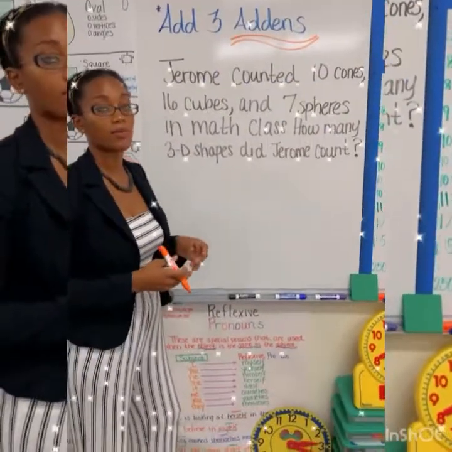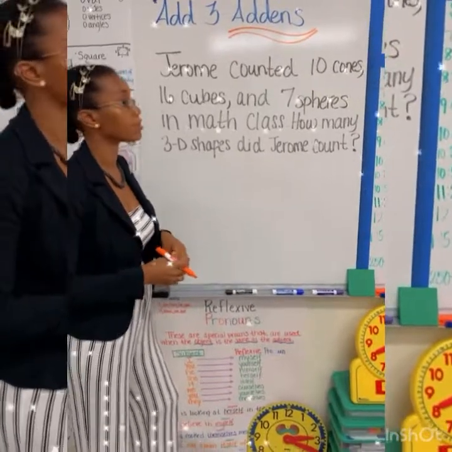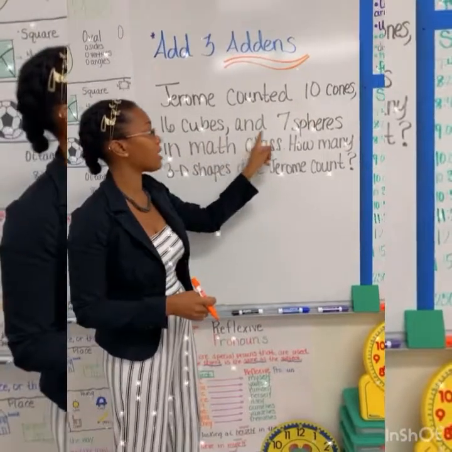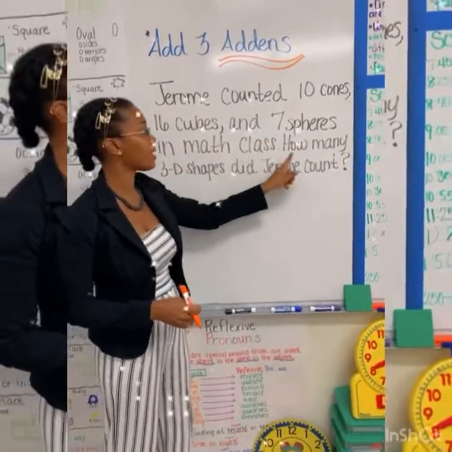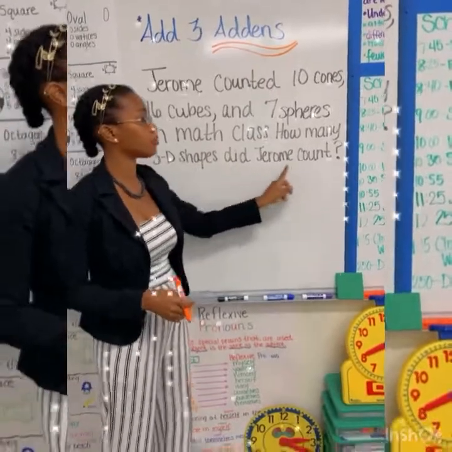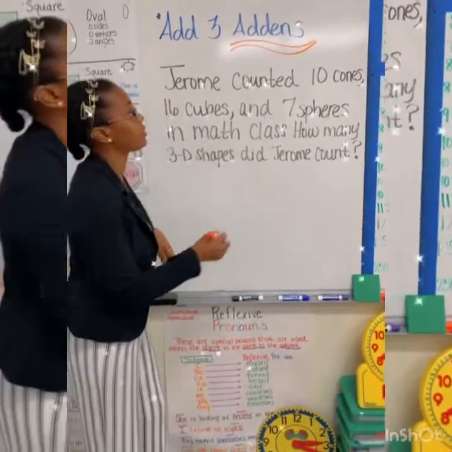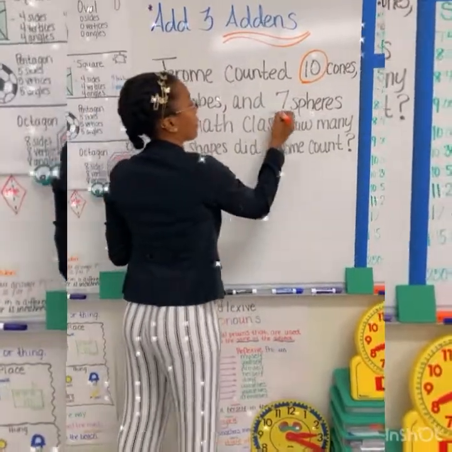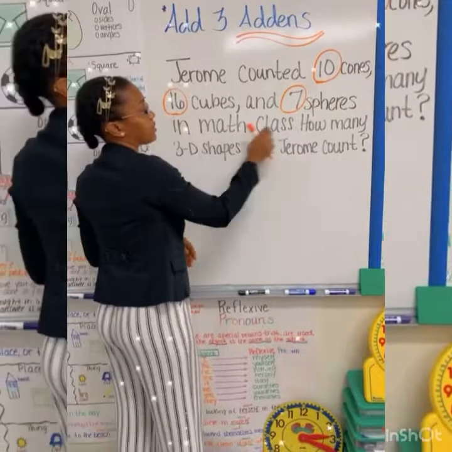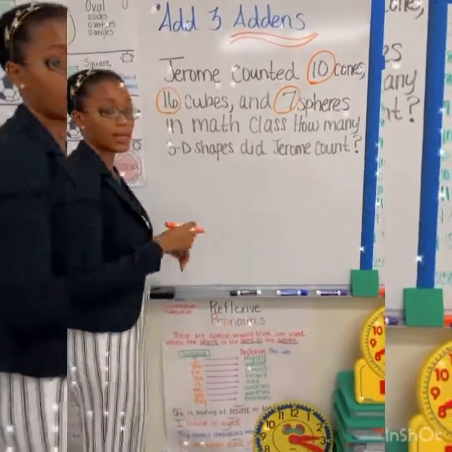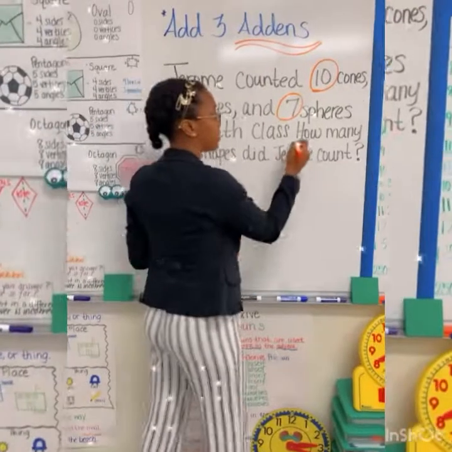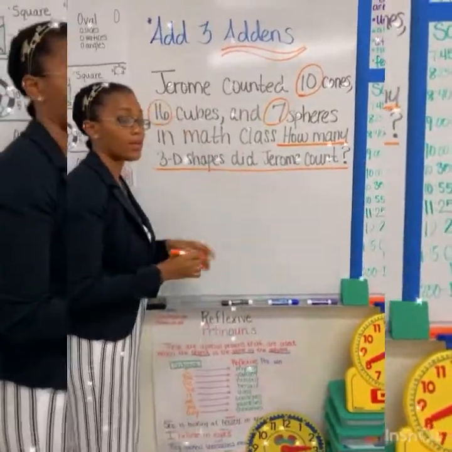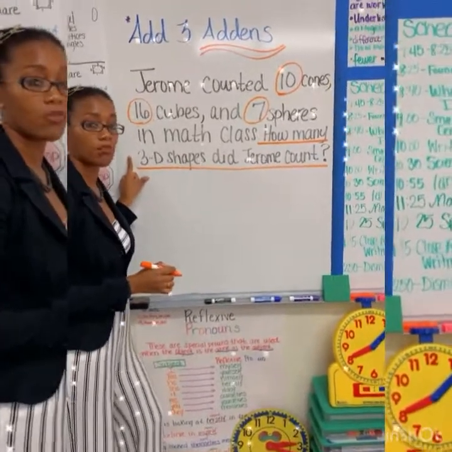Now let's look at another example for adding 3 numbers. Ready? Jerome counted 10 cones, 16 cubes, and 7 spheres in math class. How many 3D shapes did Jerome count? Well, the first thing that we need to do is to circle the numbers that we're working with. We are working with 10, 16, and 7. The next thing I need to do is underline my question. How many 3D shapes did Jerome count? This is what I'm looking for when I'm solving my answer.